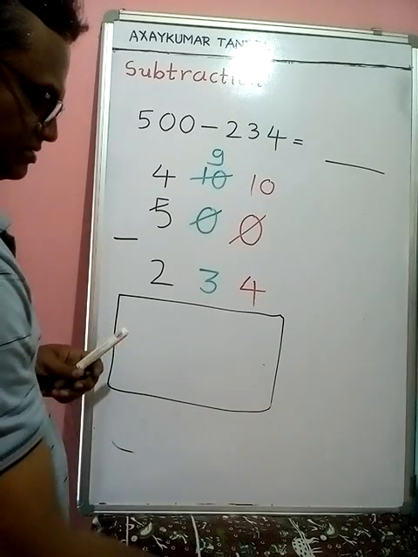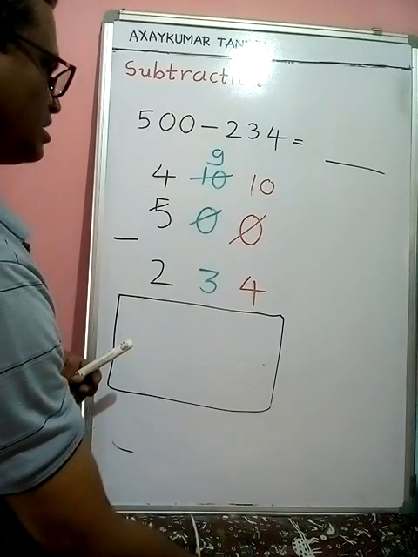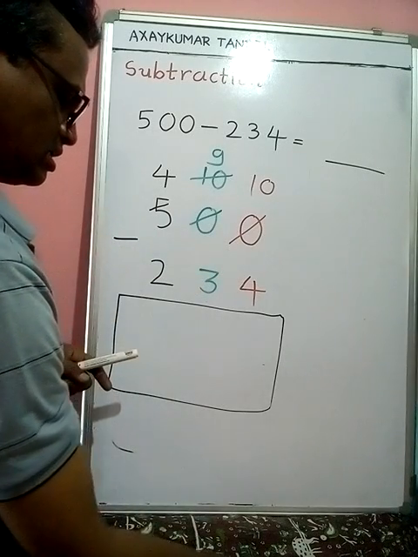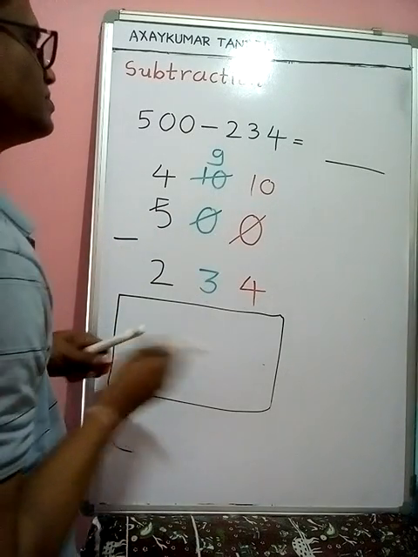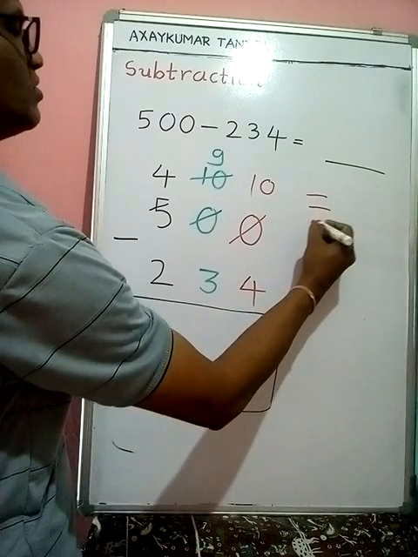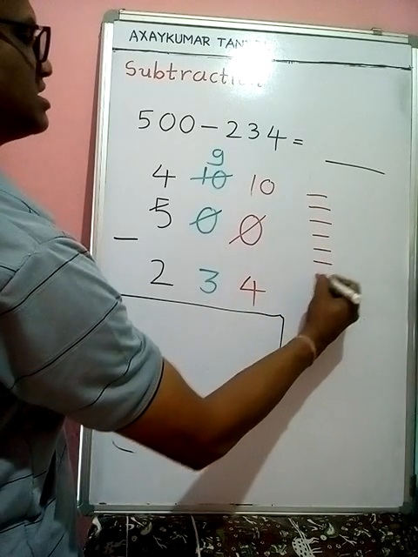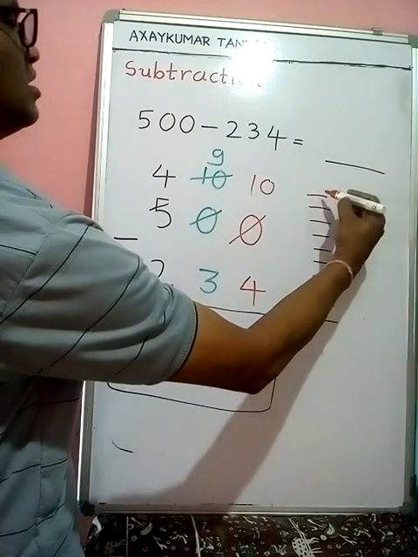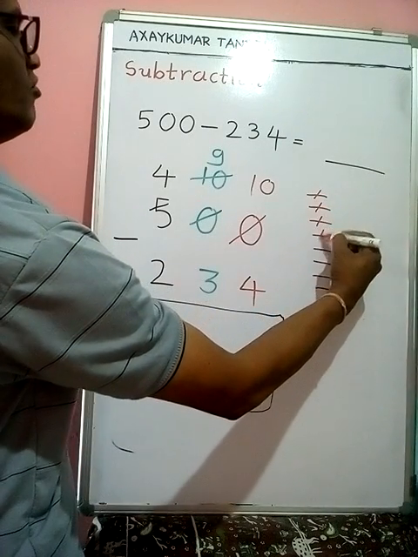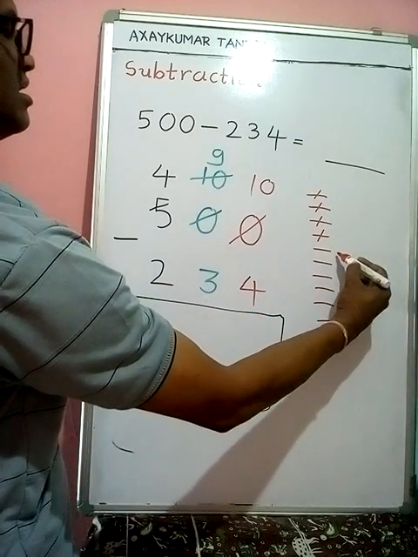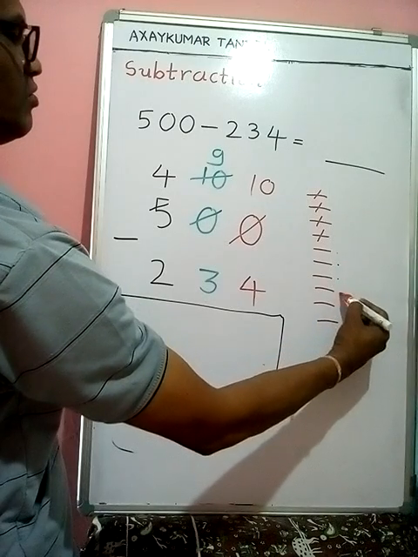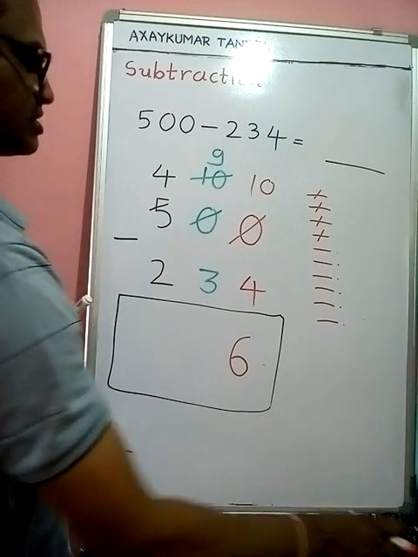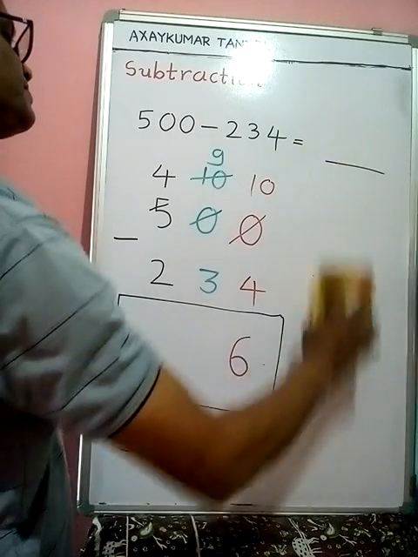Now we start subtraction. 10 minus 4. 1, 2, 3, 4, 5, 6, 7, 8, 9, 10. Minus 4. 1, 2, 3, 4. How many saving? 1, 2, 3, 4, 5, 6. Ones column subtraction is 6.